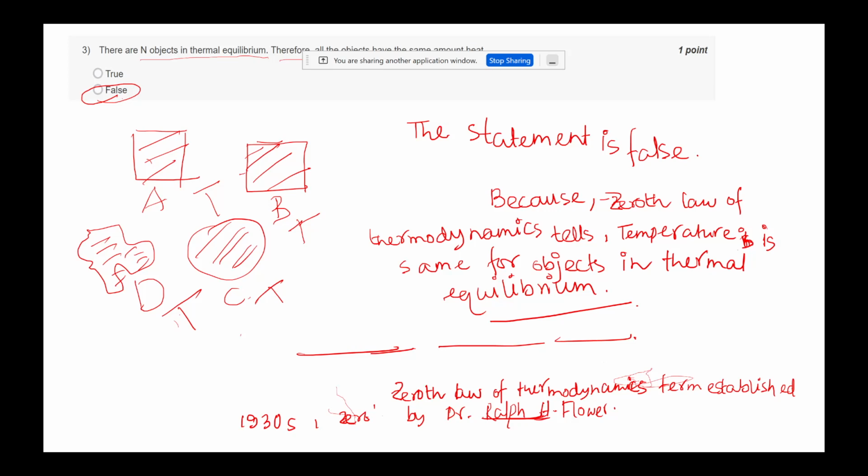Okay. So any question? Think about these three problems, and for a minute or two, if you have any other question regarding the zeroth law of thermodynamics, or any comments.